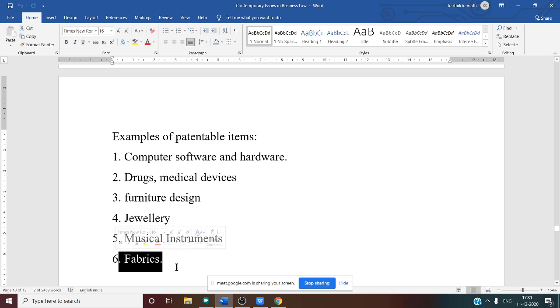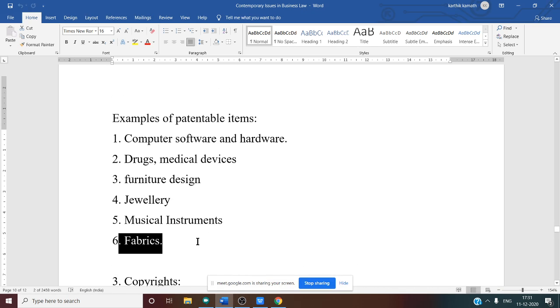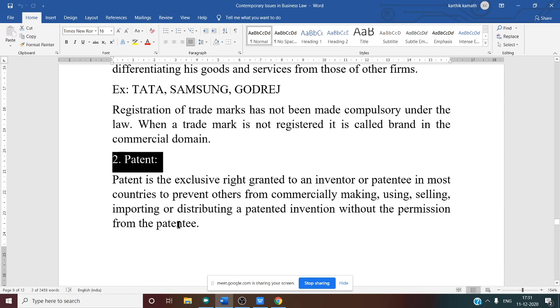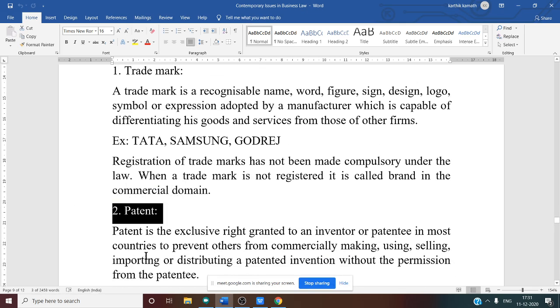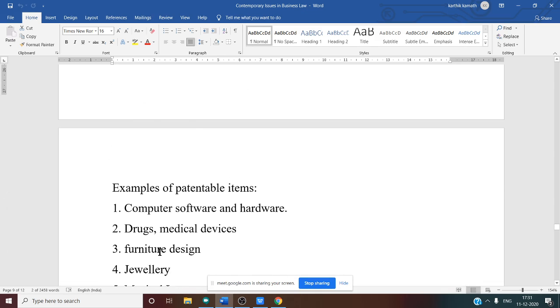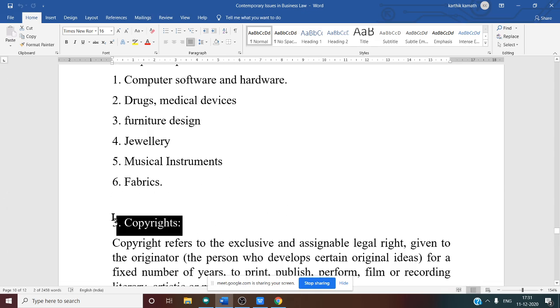Garments, everything is a patentable item. So this is about the second point, patent. Now we are discussing the types of intellectual property. First one is trademark, second one is patent. Now the third one, if you see, is copyright.